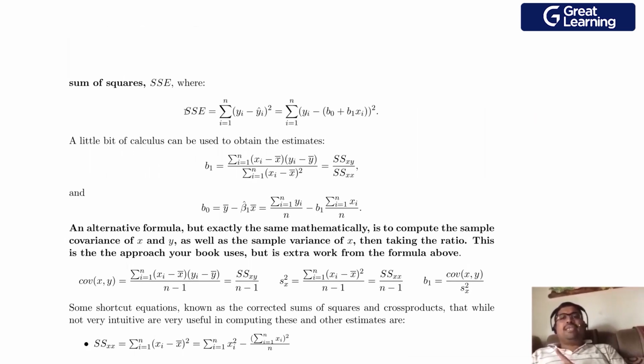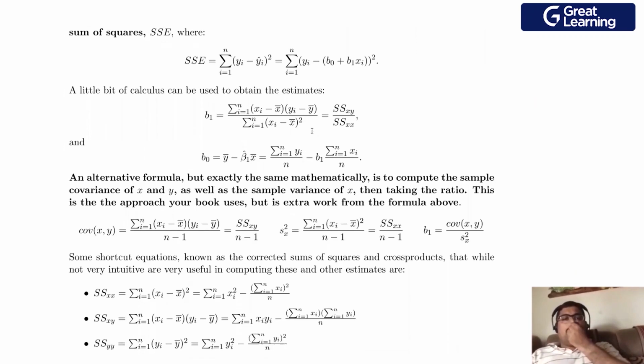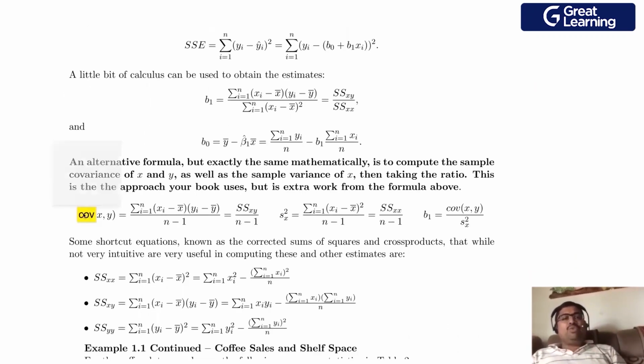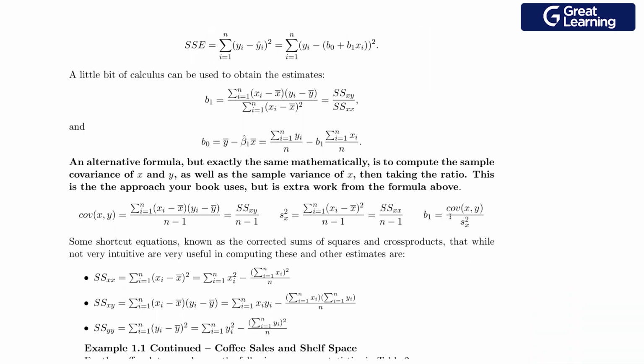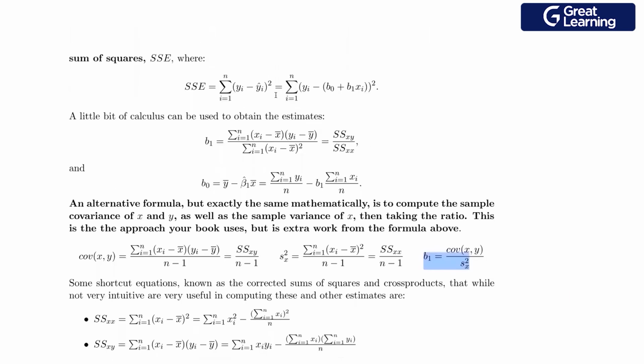If you look at this, this is coming through this SSE value. And there is an alternative way to calculate that, which is coming through covariance. That's why covariance is important. We talked about covariance. Covariance of X and Y is nothing but sigma i equal to 1 of Xi minus X bar into Yi minus Y bar by n minus 1, which is equal to SSXY by n minus 1. And Sx square is Xi minus X bar whole square by n minus 1, which is SSXX by n minus 1. So covariance divided by Sx square is nothing but your B1. The same formula, right? That's the same formula.